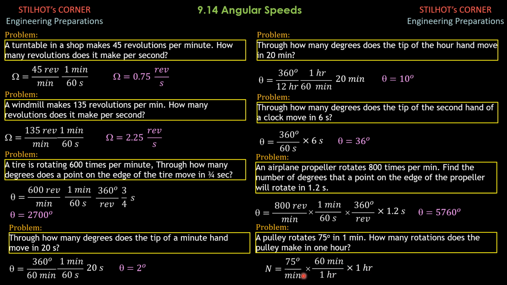We multiply further by 1 rotation per 360 degrees, so the unit now is in rotations. Using your calculator, it is equal to 12.5 rotations. So that's it for this video.